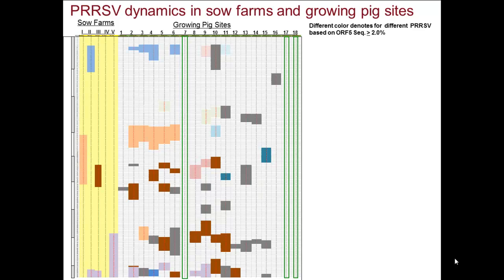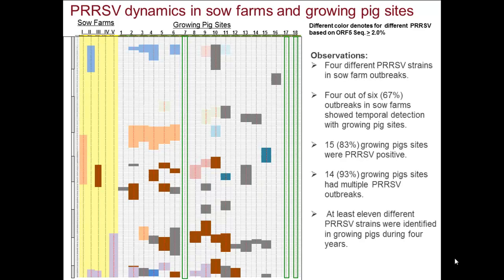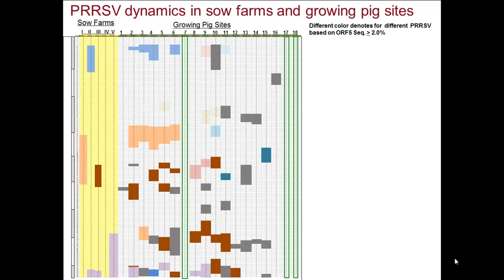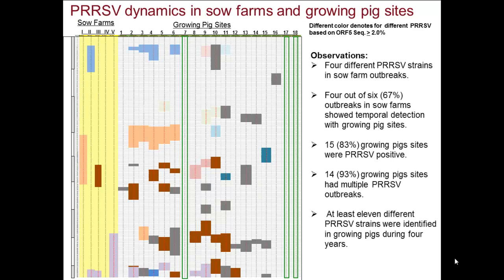Some general observations here. There were 2 growing sites that didn't break at all. And also, as I mentioned before, there were 4 different PRRS strains in sow farms. But what is very interesting here is that 67% of the outbreaks in sow farms show temporal detection in growing pigs. That means that we detect the same virus in growing pigs a few weeks before detecting the outbreak in sow farms. Also, another observation is that 83% of the growing pig sites were positive, with the exception of only 3.